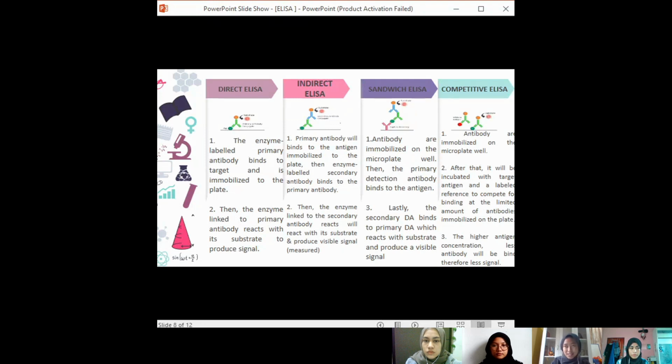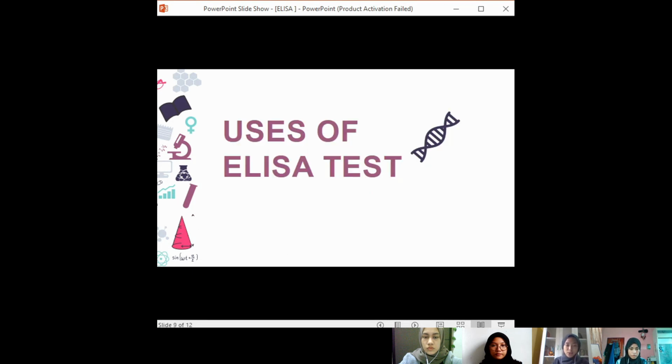So the question is, why are we using ELISA compared to other tests? If we look at Western blot, it also uses antigen, antibody, and detection antibody. But based on what I learned from Dr. Muaz, the major difference is that ELISA is much more accurate than the other tests. Therefore, in many hospitals and medical research, they use ELISA more, as it gives much more accurate results than other tests. So, next we will proceed to Nurul Suhada Azwa.